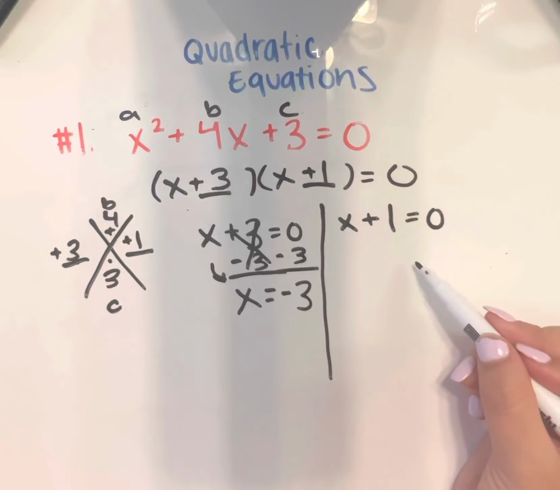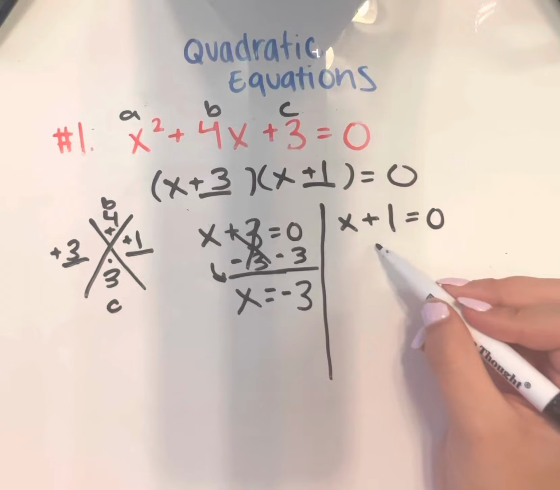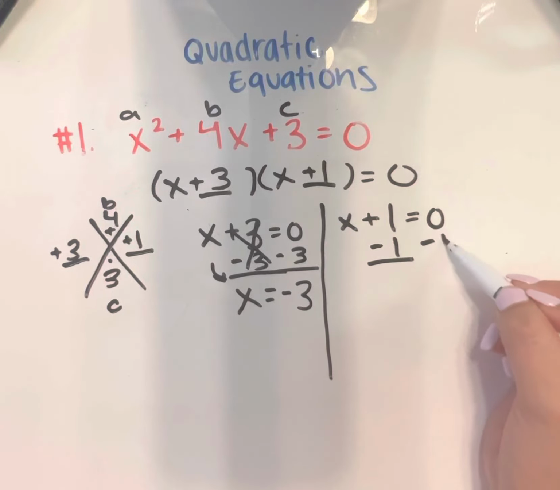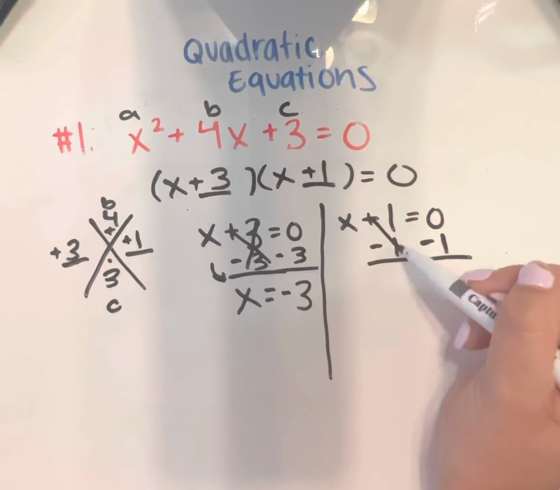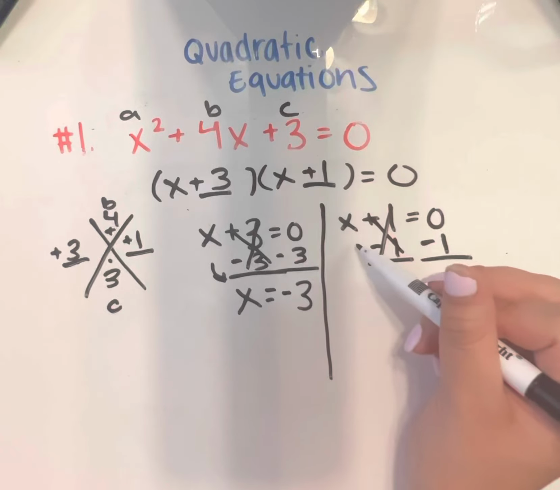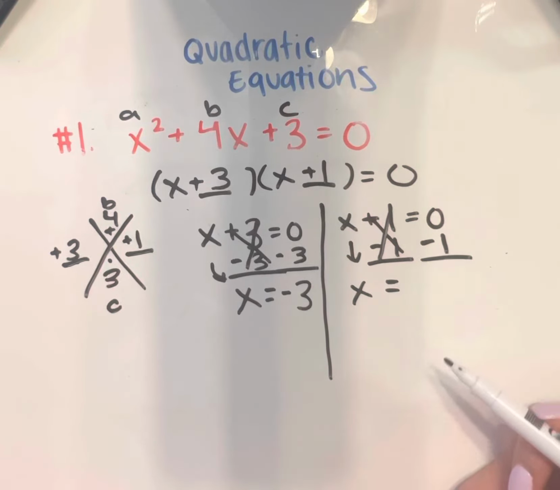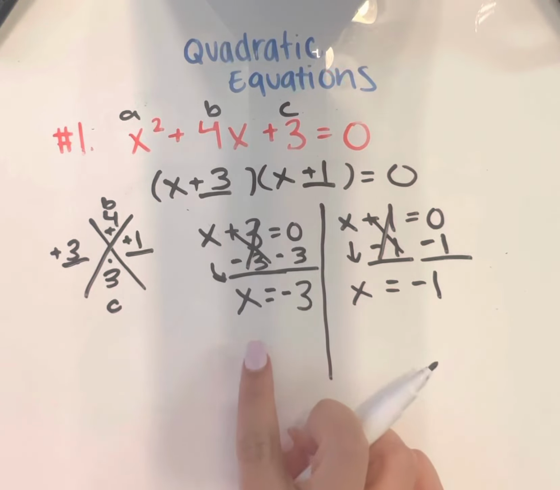We're going to go ahead and do the same thing on the other side. We need to isolate our x. So we're going to subtract 1. And what we do to one side, we have to do to the other. So we're going to subtract 1 from the other side. We know that 1 minus 1 gives us 0. It's going to go ahead and cancel out. And we're just going to drop down our x and our equal sign. And we're going to do 0 minus 1, which is negative 1. So we have our two x values.